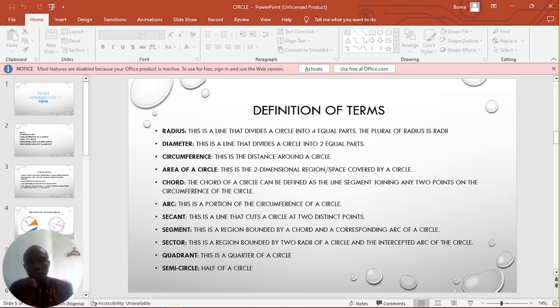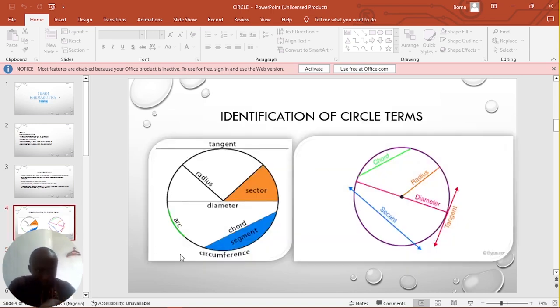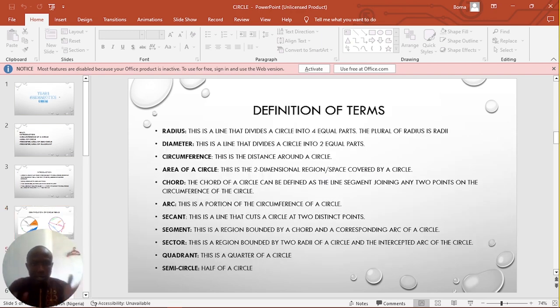Then we move to sector. This is a region bounded by two radii of a circle. So what is radii? Radii is the plural of radius. So one radius, two radii. So the region bounded by the radius, okay, we are looking at a sector. So this is a radius and this is a radius. So the region bounded by two radii and an arc of a circle, that gives you a sector. So that's what a sector means. Now we have what we call quadrant. A quadrant is just a quarter of a circle, while a semicircle is half of a circle.